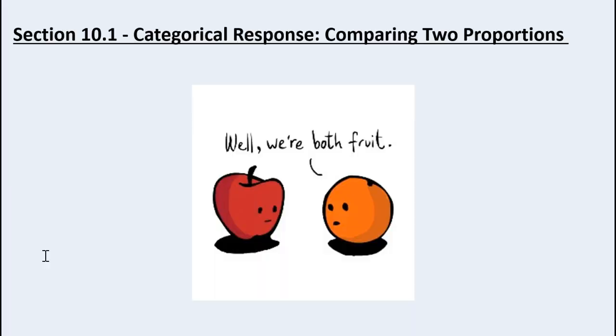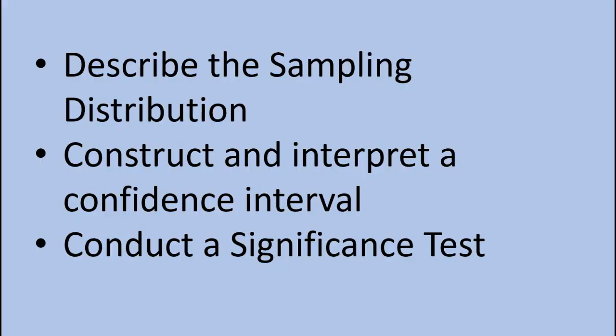Section 10.1, Categorical Response, Comparing Two Proportions. For a categorical response variable, inference will compare the groups in terms of their population proportions in some particular category. In order to use the methods in this section, we need the groups to be independent. We can do all the things we did with a single proportion. In other words, we can describe the sampling distribution, construct and interpret a confidence interval, and conduct a significance test. All of these will utilize the central limit theorem.